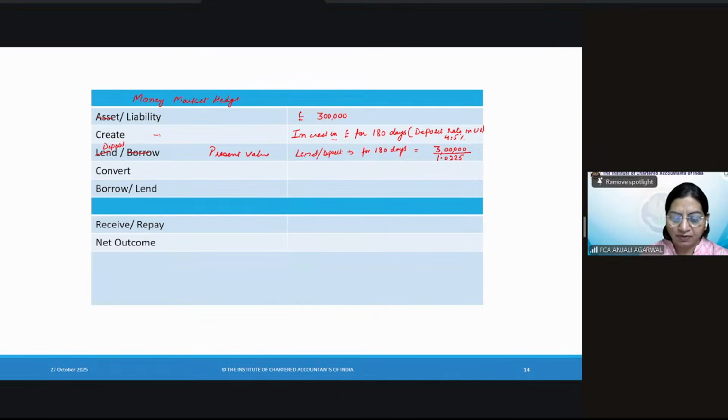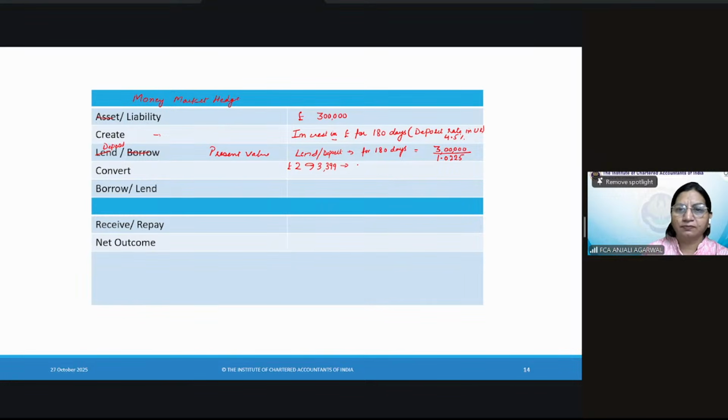So how many pounds do you need to invest? 300,000 divided by 1.0225. That means you need to invest 293,399 pounds. Once again, you will remember to mention in your answer that you have rounded off to what digits. Now, you don't have 293,399 pounds to invest right away, right? So where will the money come from?